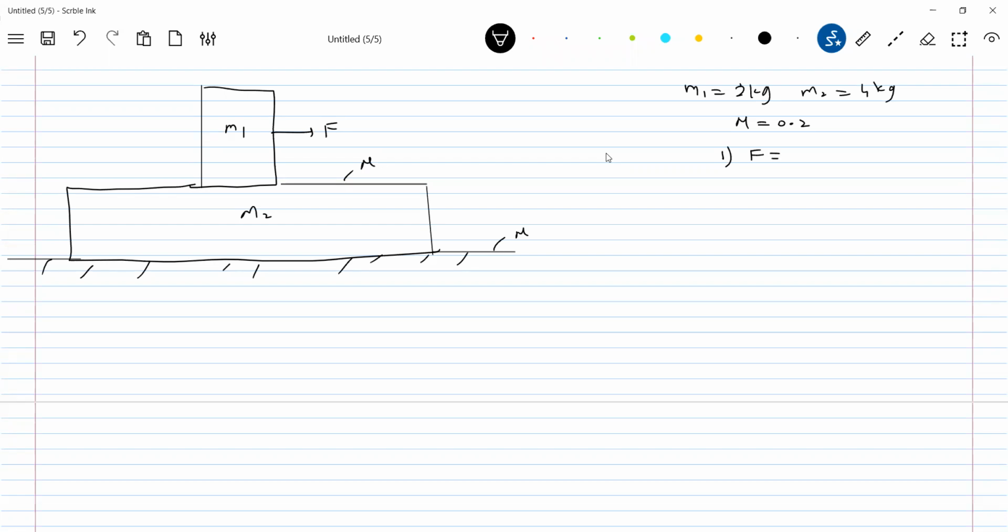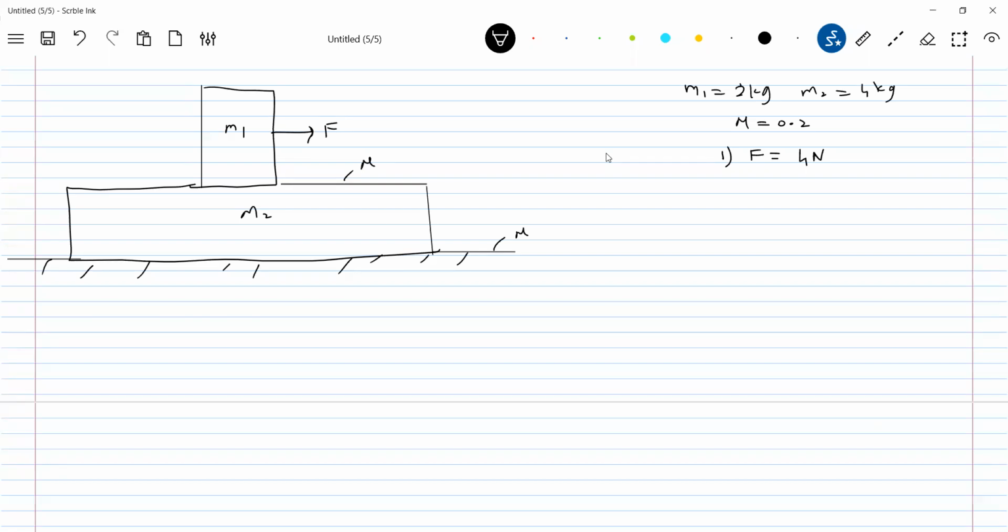The first case, I applied a force of 4 Newton. We'll discuss all the cases. I'm going to vary the force acting on the block M1. The mass of the block and mu is given. Now what is the question? Find the acceleration of the block and the friction at both the surfaces for various values of F. The first case is 4 Newton.